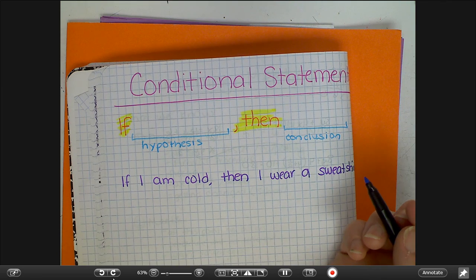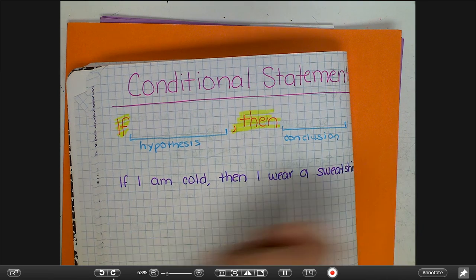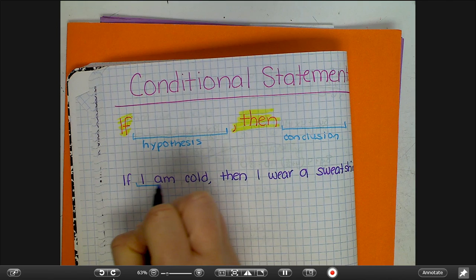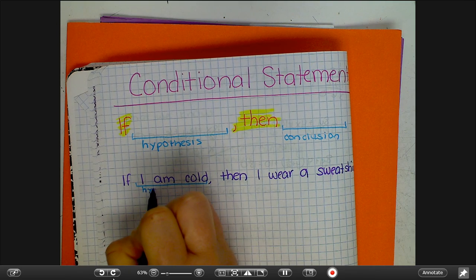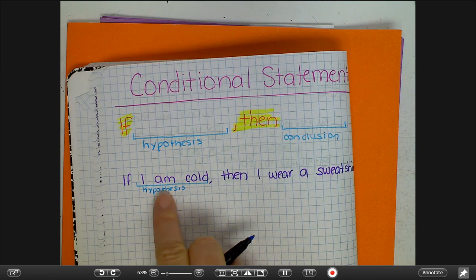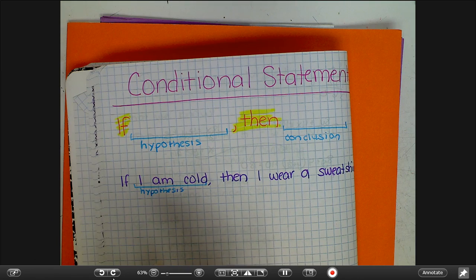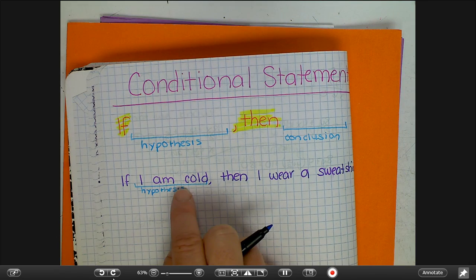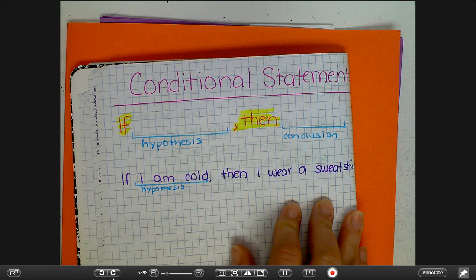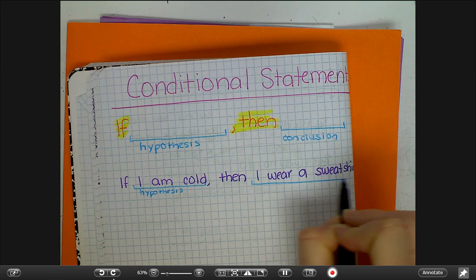So, what is the hypothesis of "if I am cold, then I wear a sweatshirt"? Well, the hypothesis comes after if, so "I am cold" is the hypothesis. Listen carefully. "I am cold" is the hypothesis. "If I am cold" is not. Just "I am cold." With that in mind, what is the conclusion? I wear a sweatshirt.